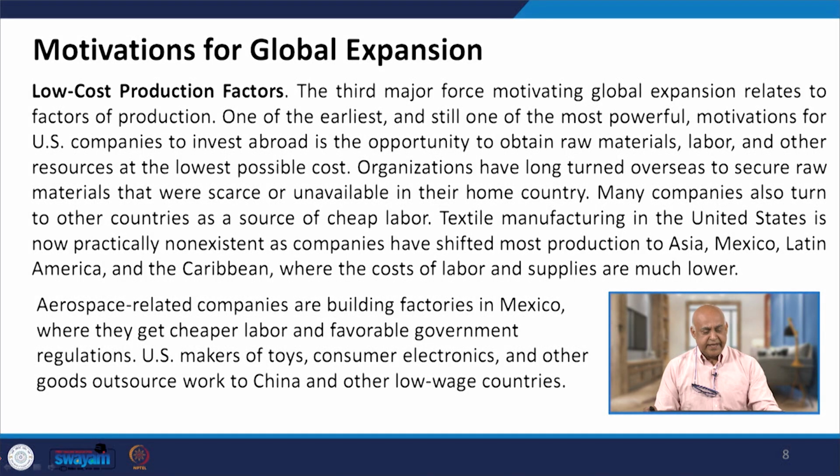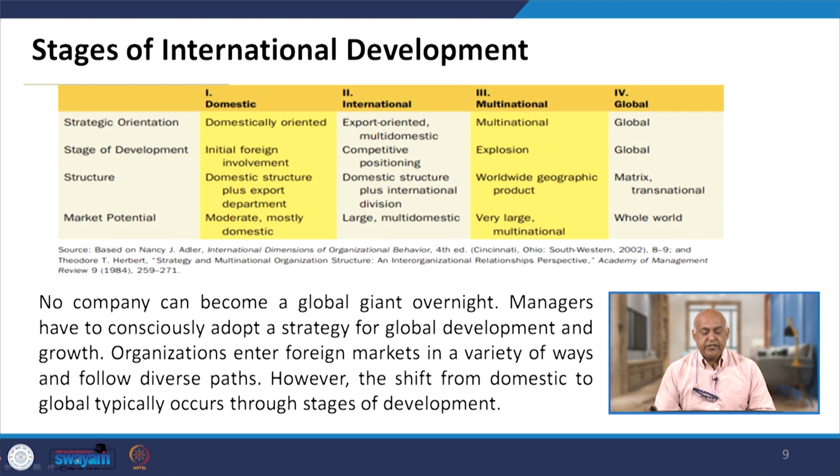US makers of toys, consumer electronics and other goods outsource work to China and other low-wage countries. In the stages of international development, the strategic orientation moves from domestically oriented, to international export oriented, to multi-domestic, then multinational and global. In terms of stage of development, it begins with initial foreign involvement, then competitive positioning in the international stage, and then explosion and the global stage.